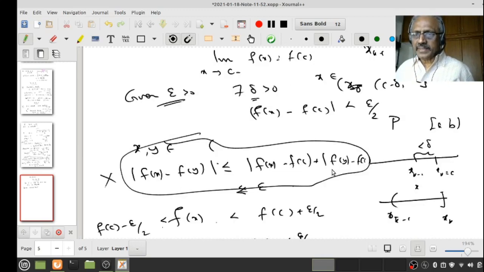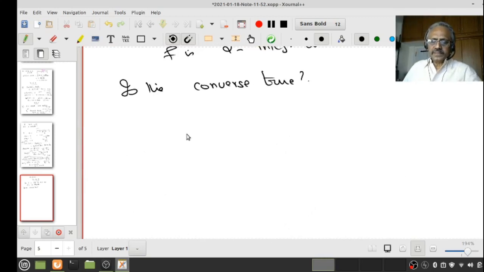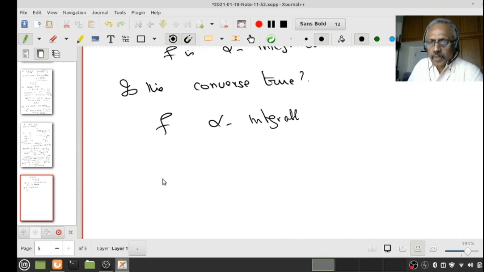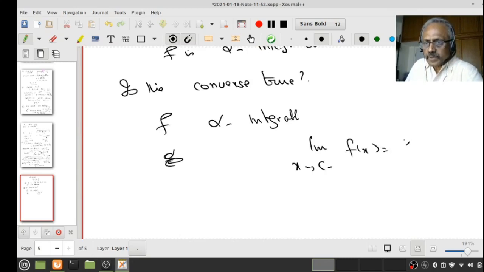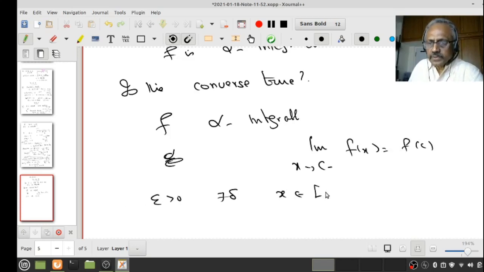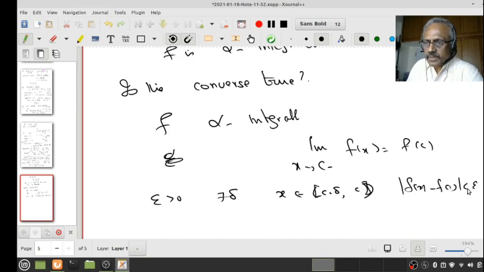So you give me an epsilon, right? Since f is alpha integrable, assume f is alpha integrable, and let epsilon be given. I have to prove the limit as x tends to C minus of f(x) equals f(c). That means given epsilon positive, there is a delta positive so that x belonging to (C minus delta, C), f(x) minus f(c) in modulus should be less than epsilon. Is that clear? This is all I want to prove.